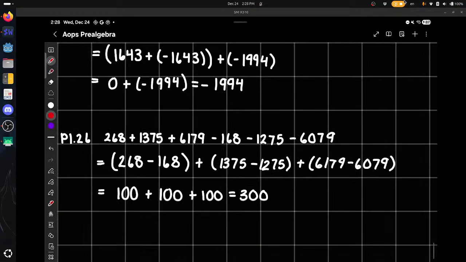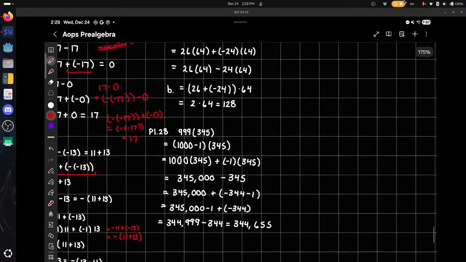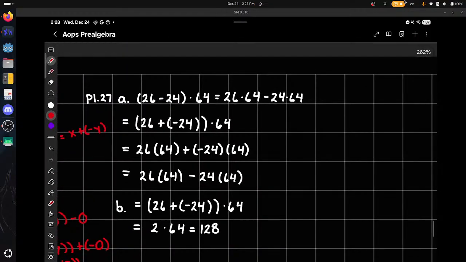Okay, next problem. Okay, they group all the numbers to get 100, which is what I did. And then they add all the hundreds and the answer is 300. Cool, I got the same result. No problem. 27. Okay.